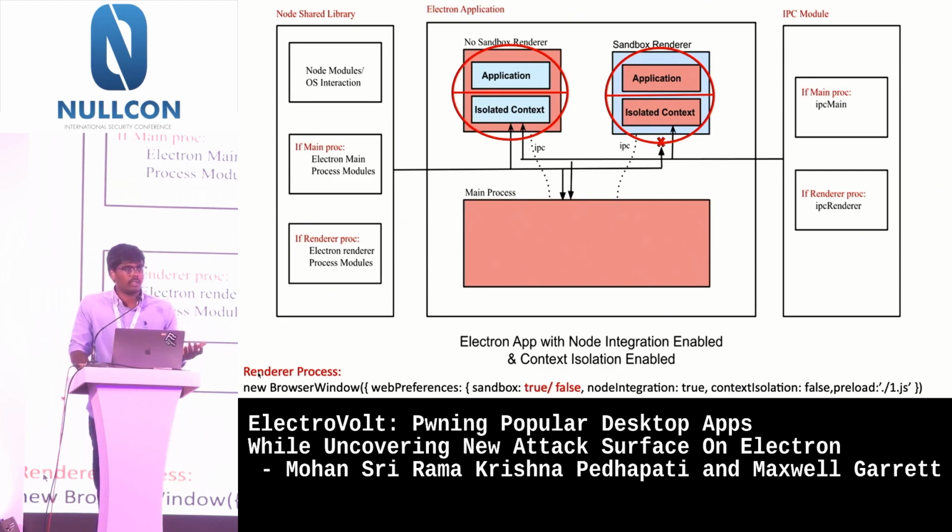Within this isolated world, only the extension's JavaScript will be run, and we can't access its JavaScript context from the web page JavaScript context. So within that isolated context in Electron, the preload scripts will be run. And if context isolation is enabled in the renderer process, it is not possible to access the node shared library from the application web page JavaScript context.